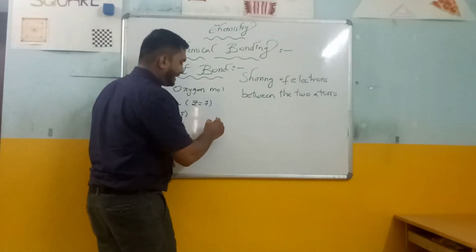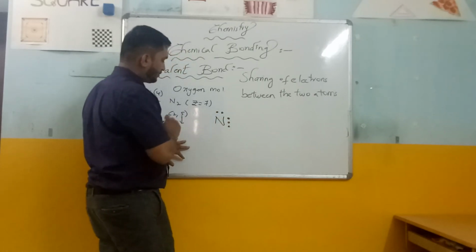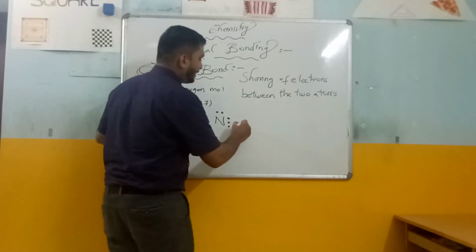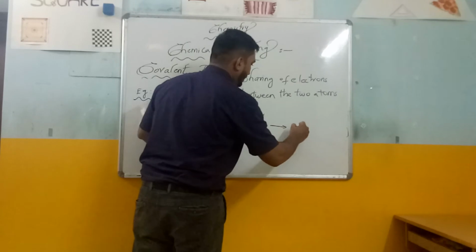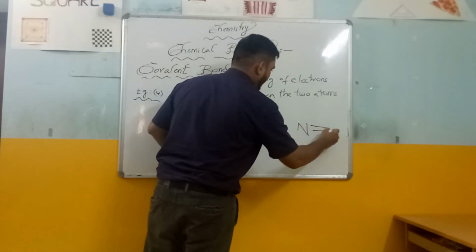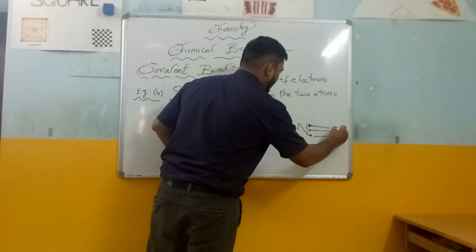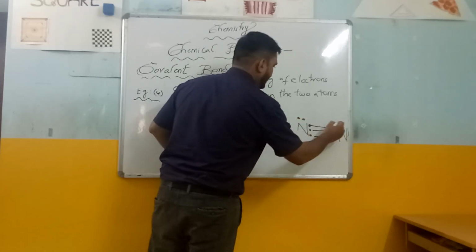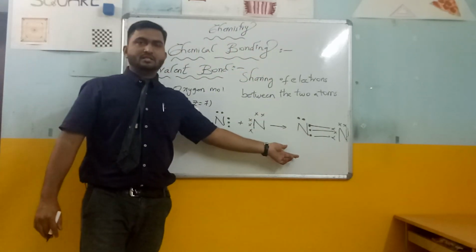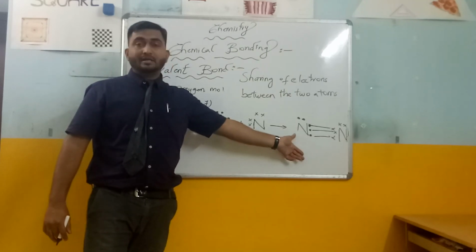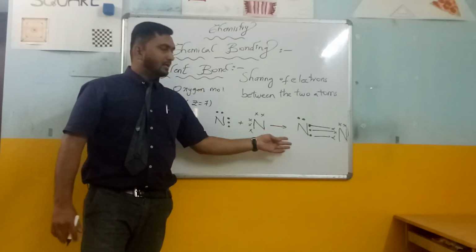Let's see how it actually happens. Nitrogen has 5 electrons in the outermost shell. These will combine with the 5 electrons of another nitrogen atom, forming N triple bond N. So 3 covalent bonds are formed between the nitrogen atoms. One pair of electrons is left over, and the remaining 3 electrons from each atom are combined to form N triple bond N. This is the molecular structure of the nitrogen molecule, with 3 covalent bonds.